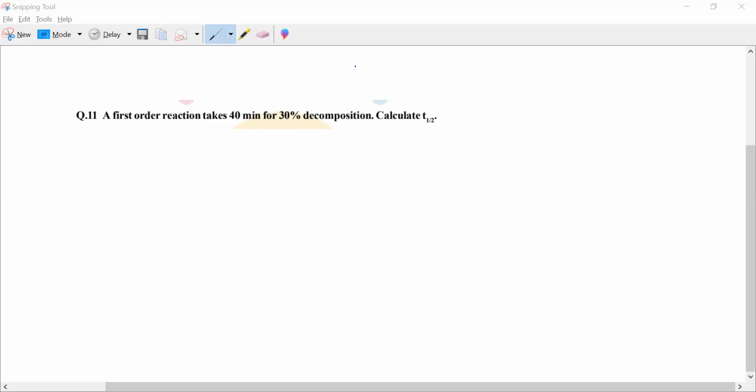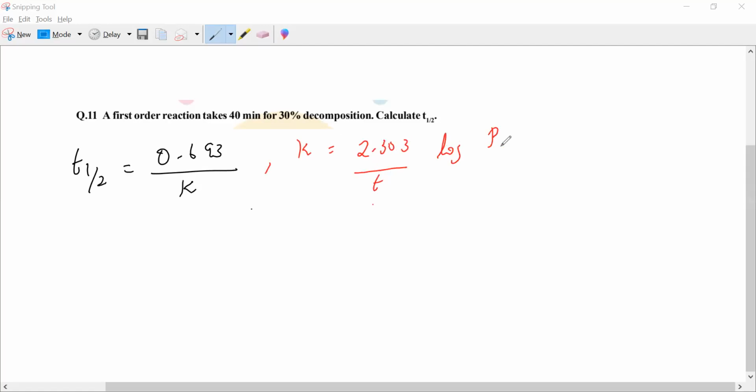So how to do this question? Better I will do this thing since the very first question. Correct. So what is my T half basically? 0.693 by K. So this is a kind of 3-mark question which can be asked in the examination. And what is my K? Rate constant. How do I calculate K? Simple formula: 2.303 by T log of R naught by R.